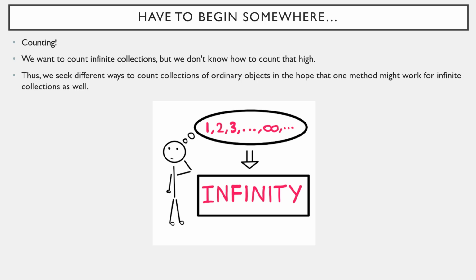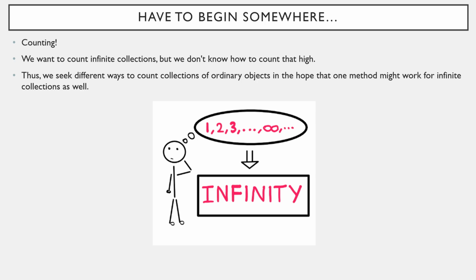But we don't know how to count that high. If someone says count to infinity, you're like, what does that mean? You just keep going forever, right? Infinity is a concept. It just means keep going forever. So we can't count to infinity. Thus, we're going to seek different ways to count collections of ordinary objects in the hope that one method might work for infinite collections as well.